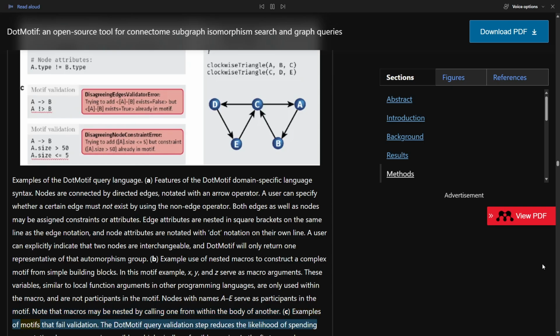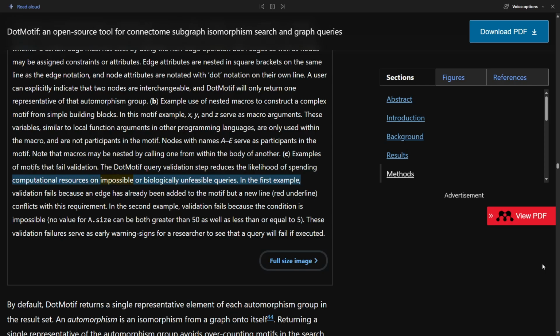See examples of motifs that fail validation. The DotMotif query validation step reduces the likelihood of spending computational resources on impossible or biologically unfeasible queries. In the first example, validation fails because an edge has already been added to the motif, but a new line, red underline, conflicts with this requirement. In the second example, validation fails because the condition is impossible. No value for A size can be both greater than 50 as well as less than or equal to 5. These validation failures serve as early warning signs for a researcher to see that a query will fail if executed.